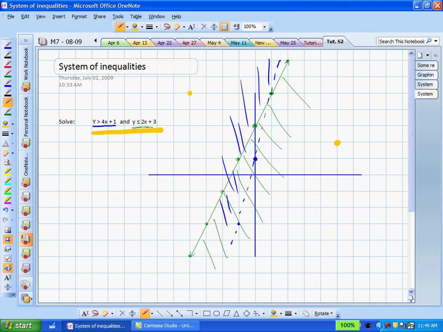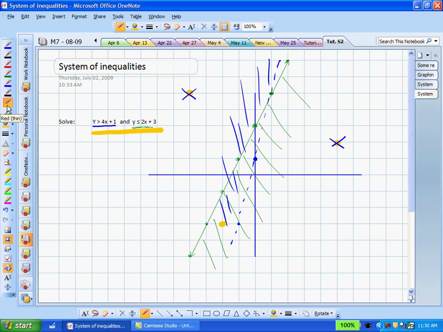How about a point out here? No. Why? Because it doesn't work for both, in particular it doesn't work for the green. And a point here? Does that work? Yeah. It's above the blue and below the green, and so it does work. So we didn't like that point, we didn't like that point, we did like that point. Okay, we're going to keep it.